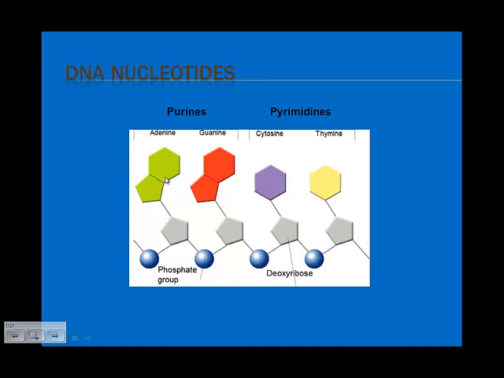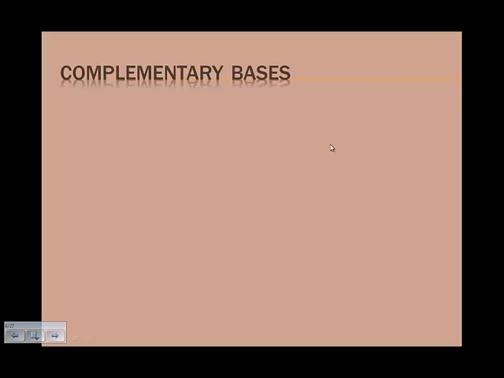So here's our nucleotide. Again, a nucleotide is a phosphate group, a 5-carbon sugar, a pentose sugar, and then a nitrogenous base. Adenine and guanine are the purines. They have a double ring structure, and the pyrimidines are a single ring structure. So here, your purines are your adenine and guanine. Pyrimidines are cytosine and thymine.